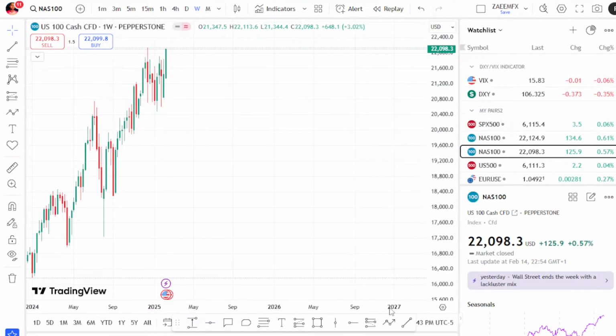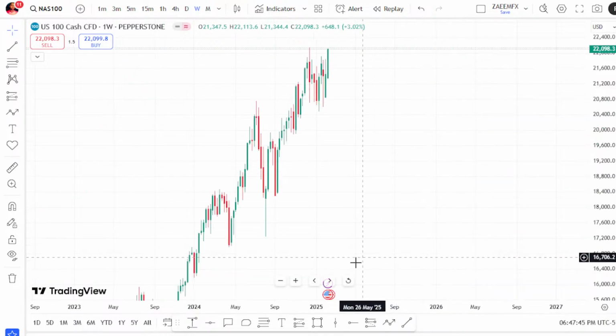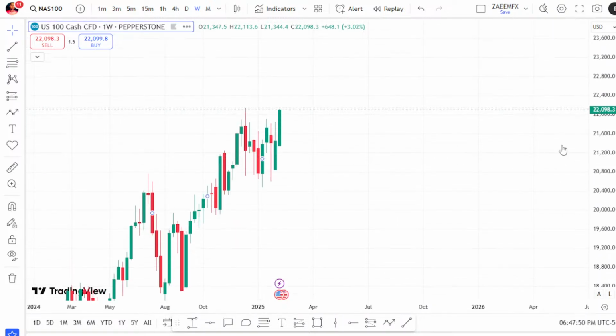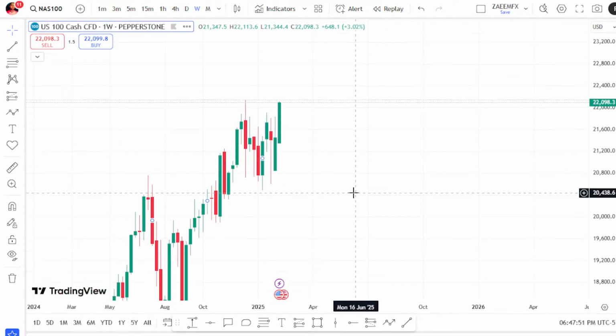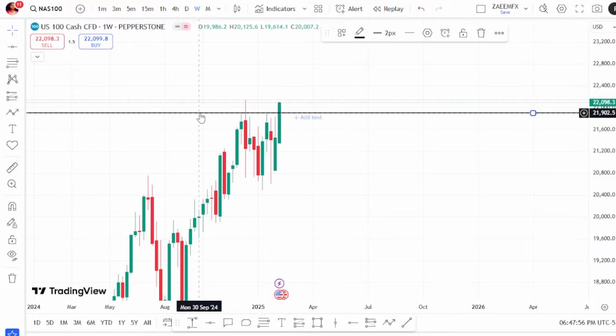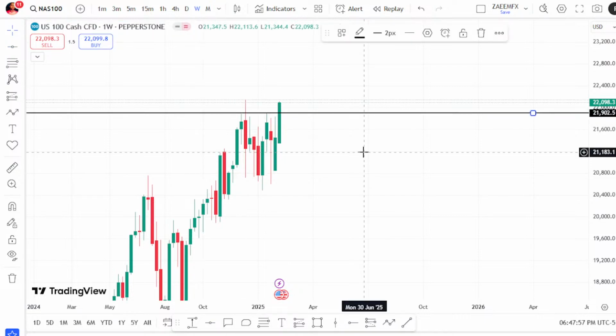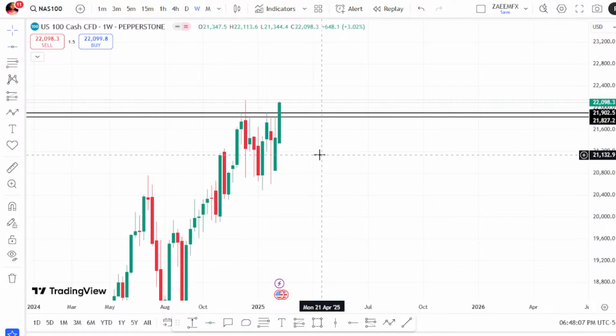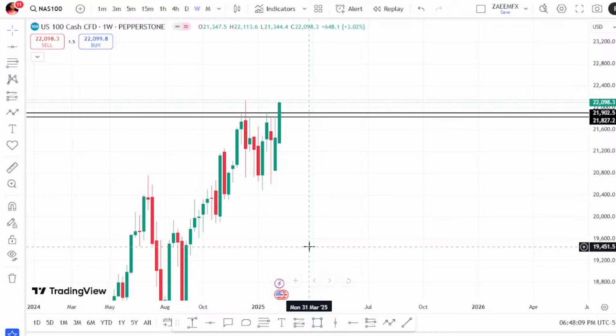Let's remove. So here, the levels I'm watching now, currently, you see this level here. That is the first one. Then the second level I'm watching here is this. So market has to come like this.